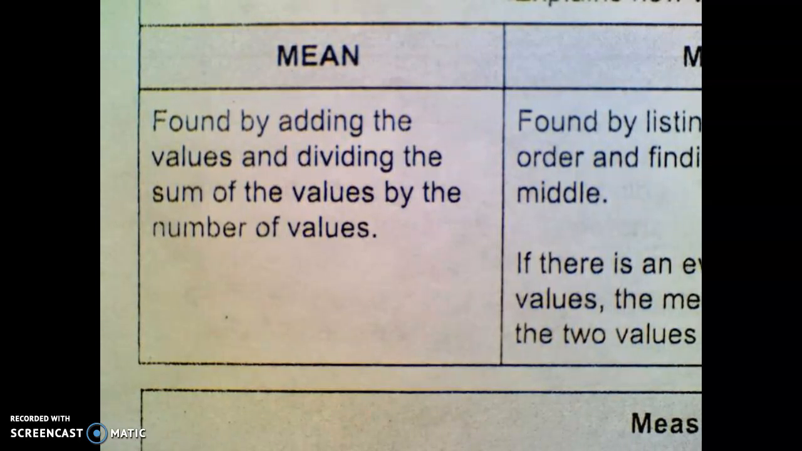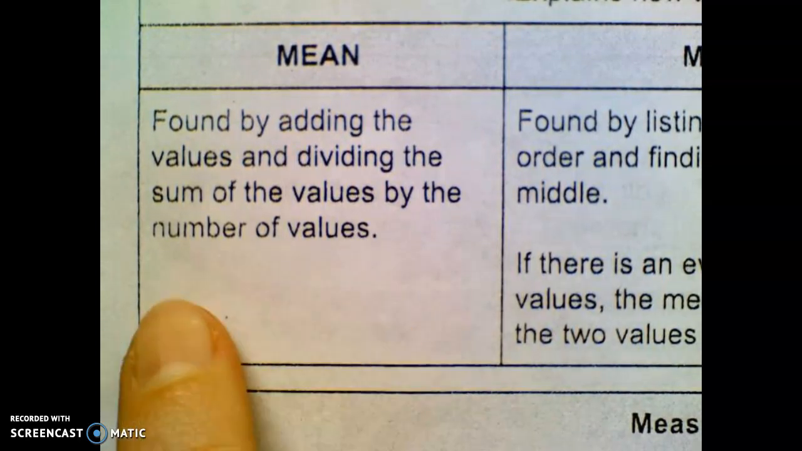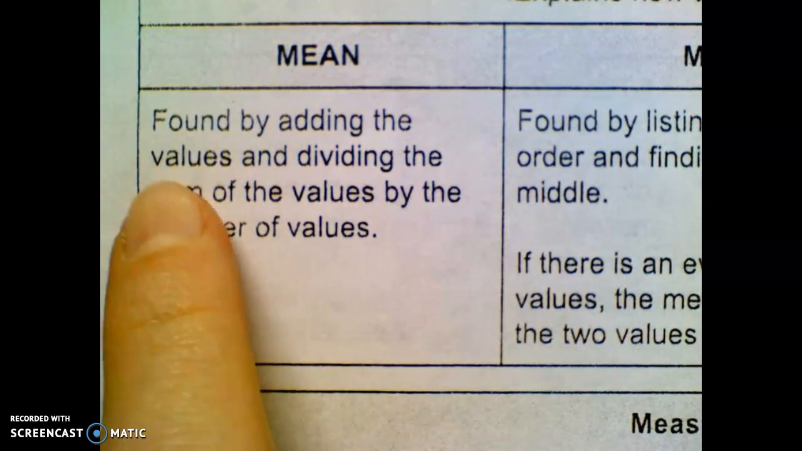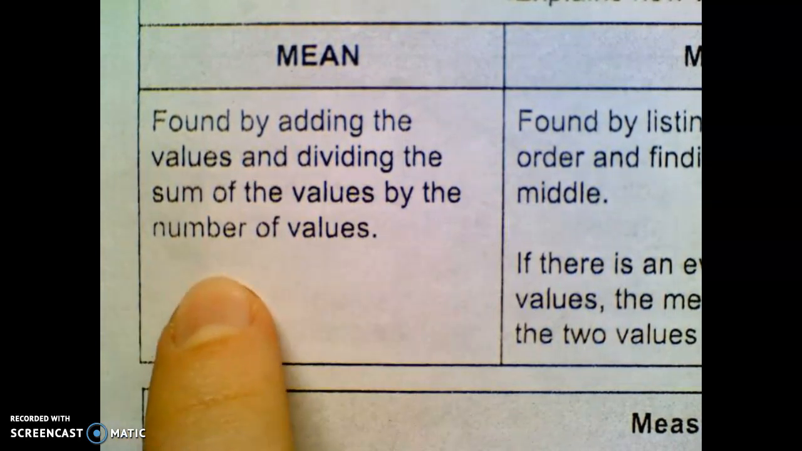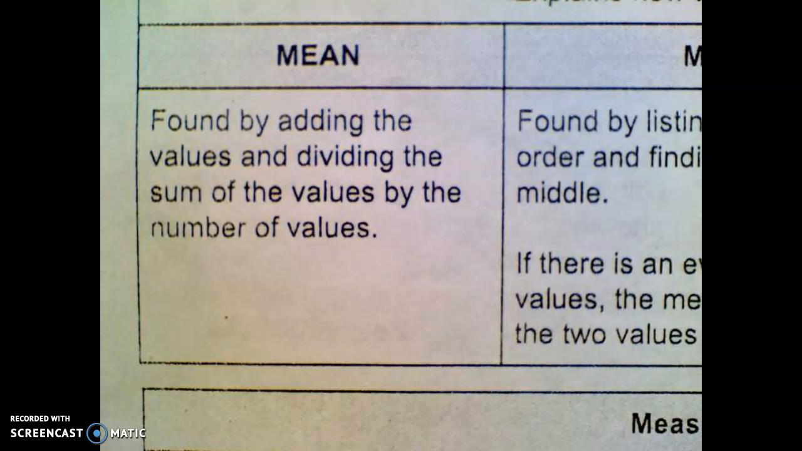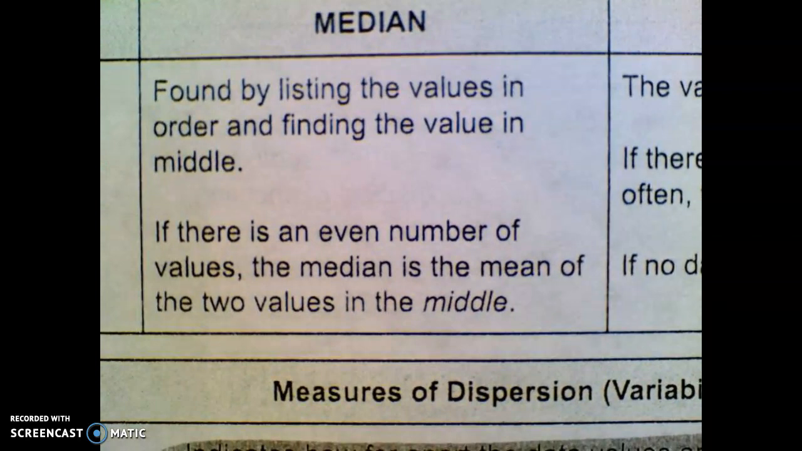So starting out with mean, this is hopefully a review. Mean is just the average. I'm going to add up all the values and then just divide by the number of values total. So we've found mean before. I will show you how to calculate the mean in the calculator for 2 different data sets.